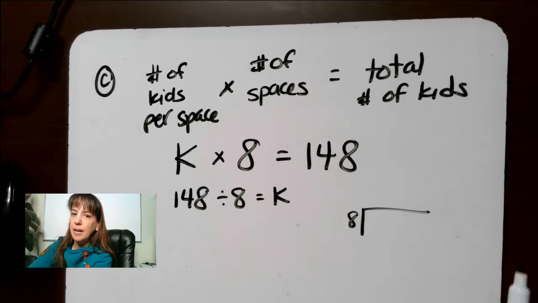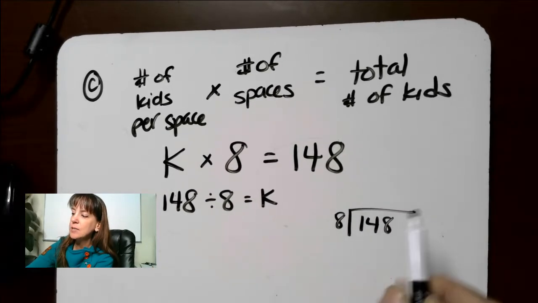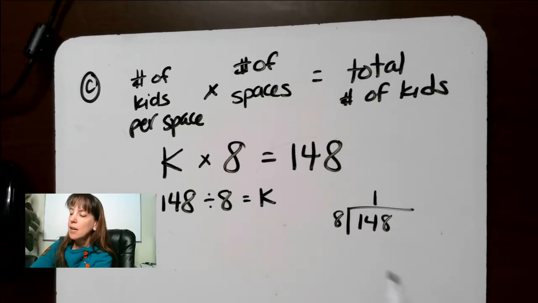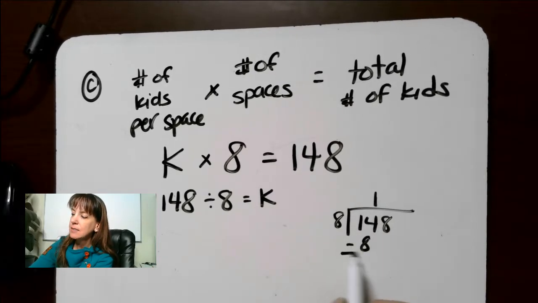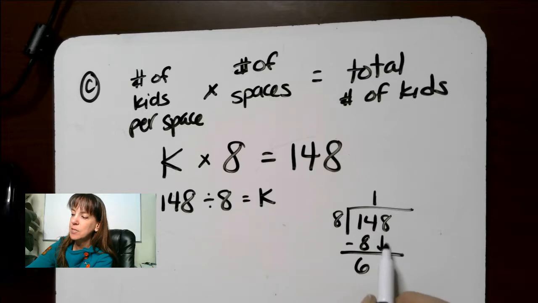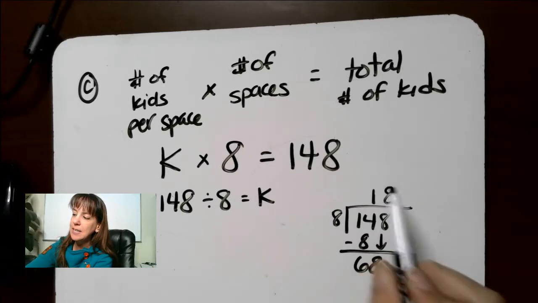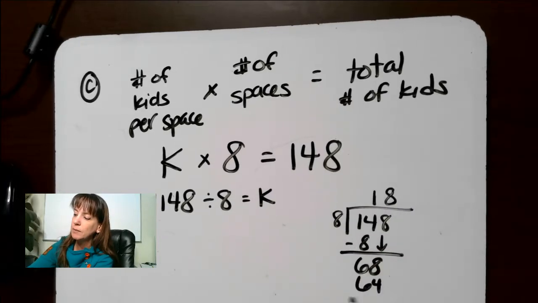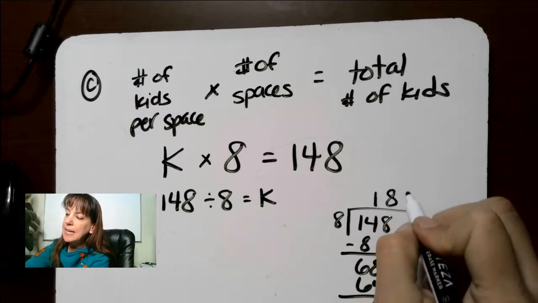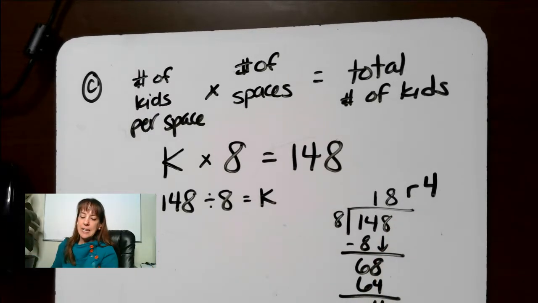8 divided into 148. 8 goes into 14 one time. 1 times 8 is 8. Subtract, we get 6. When we subtract, we bring down the 8. So 8 goes into 68, right? 8 times, because 8 times 8 is 64. So we get 18 with a remainder of 4.